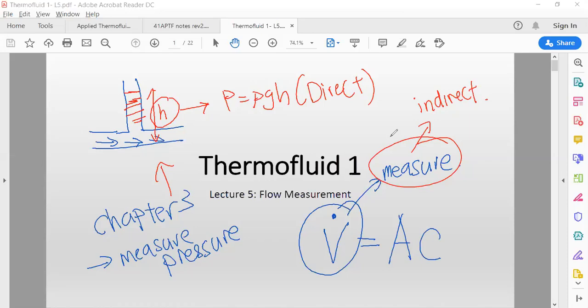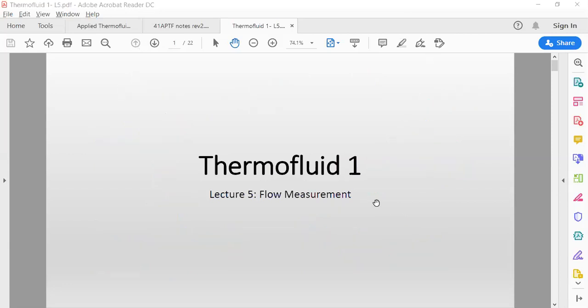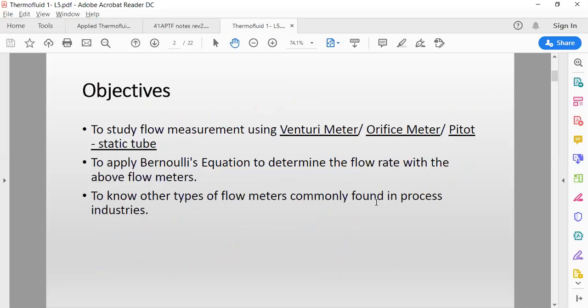So how are you going to do that? This chapter will address this issue. Let's start. The objective of this chapter is to be able to study flow measurement using a few measuring tools: the Venturi meter, the Orifice meter, and the pitot-static tube. Since this is indirect measurement, we need to process the results in order to get the flow rate. To process the results, we are going to apply Bernoulli's equation that we learned in chapter 4.